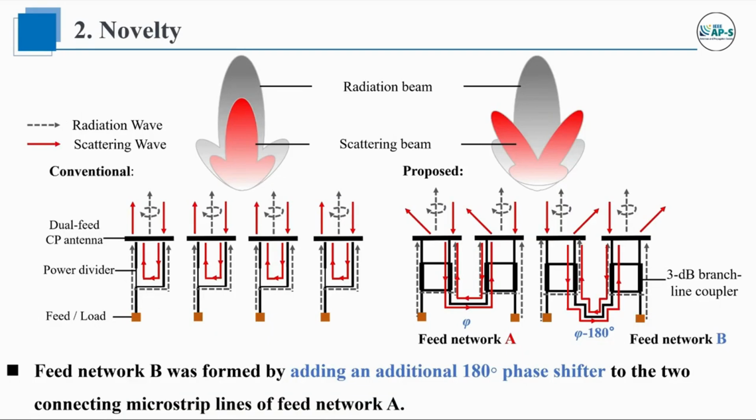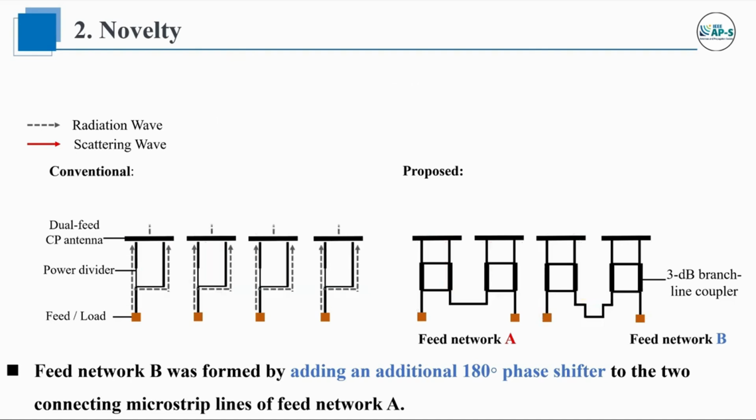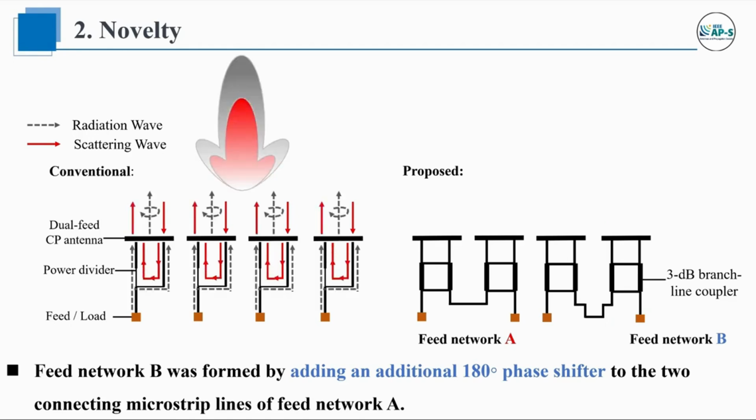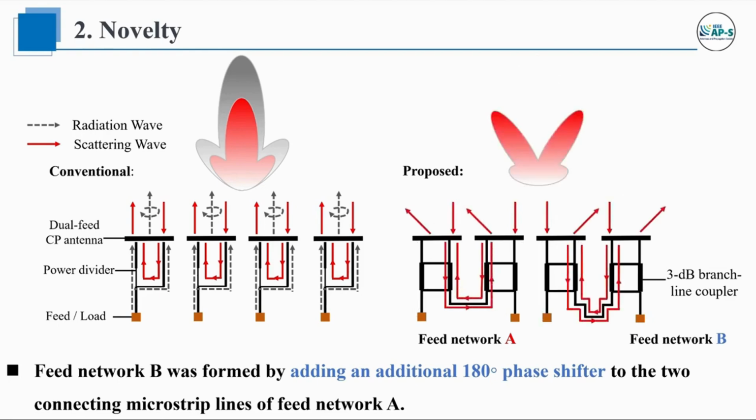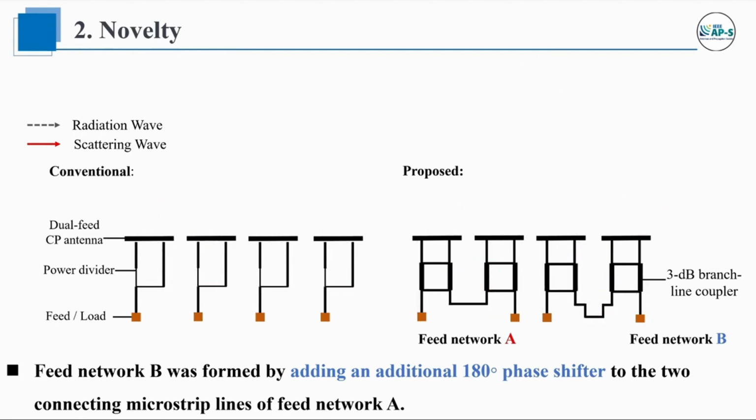Compared with the conventional feed network of an array antenna, the CP antenna we propose is composed of two crossed antenna subarrays, which are loaded with different feed networks, named Feed Network A and Feed Network B. In our design, the 3 dB branch line coupler is introduced. Because of the high isolation between the input and isolation ports of the 3 dB branch line coupler, the radiated energy does not pass through the feed network, and radiation and scattering energy will not affect each other.